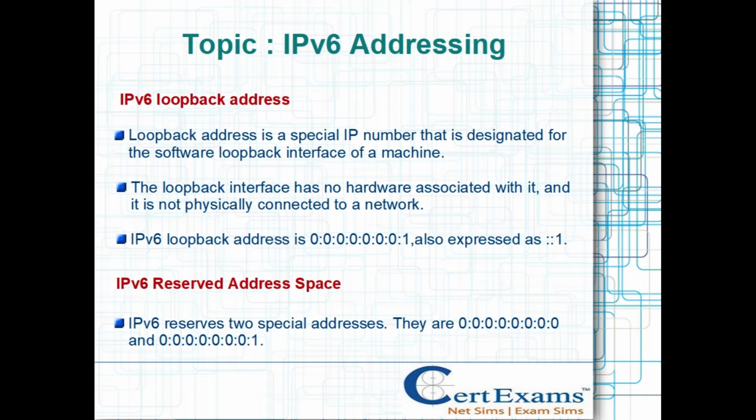IPv6 loopback address. Loopback address is a special IP number that is designated for the software loopback interface of a machine. The loopback interface has no hardware associated with it, and it is not physically connected to a network. The IPv6 loopback address is as given, also expressed as ::1.